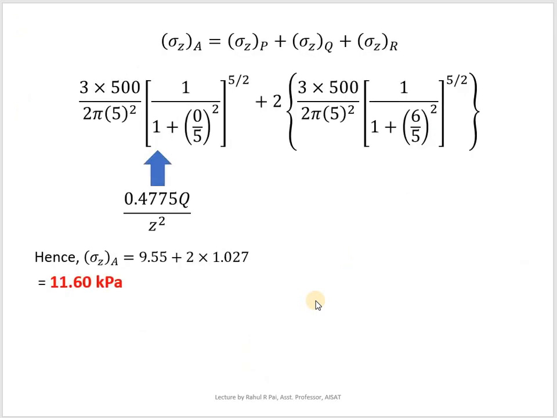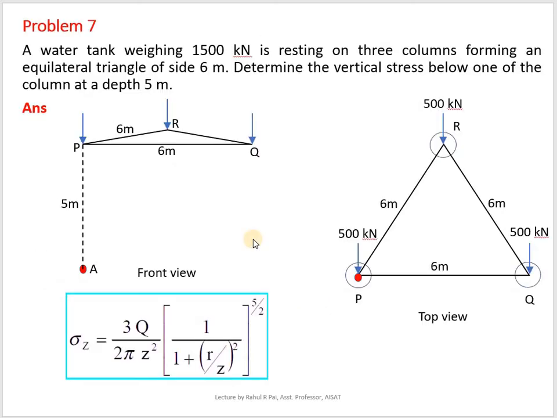Now how will you find the stress at that point? You have to find the stress at this point due to all the 3 point loads. See, all the 3 point loads are contributing towards this pressure. So due to this point load, this point load, and this point load, all 3 point loads, you have to compute the stress. So you will add the stress due to load 1, stress due to load 2 and stress due to load 3. That is sigma zP plus sigma zR plus sigma zQ will give you the stress at this point.